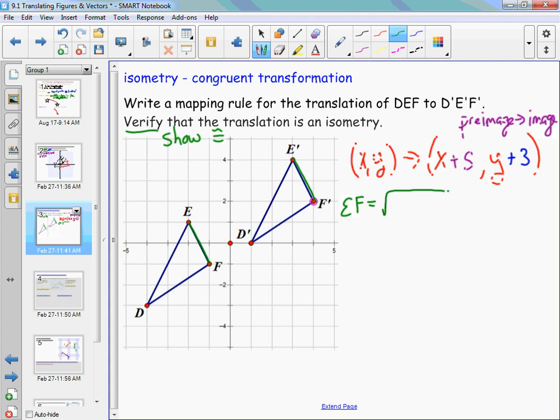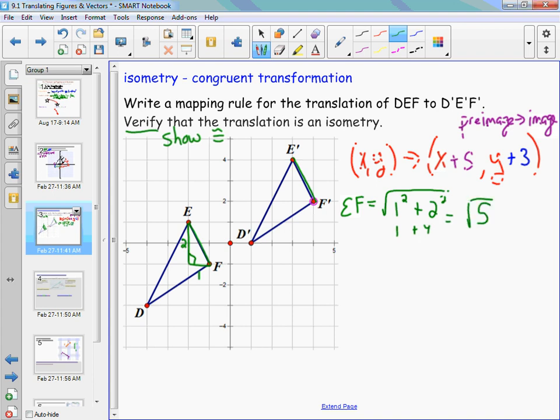Now what's great about these is on the coordinate plane, we now have a right triangle. A is our horizontal piece, which in this case is 1. So we're going to have 1 squared plus our vertical piece, which is 2. So we're going to have 1 squared plus 2 squared, and take the square root of that, and that equals EF, just using the Pythagorean theorem. And so we get 1 plus 4. So EF equals the square root of 5.